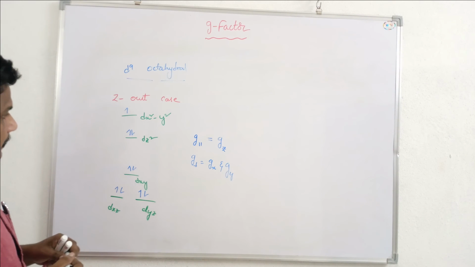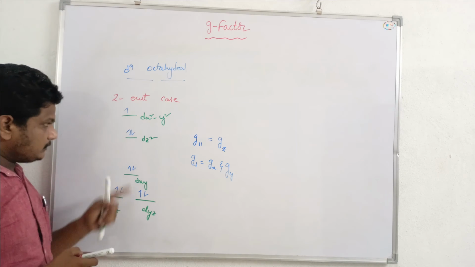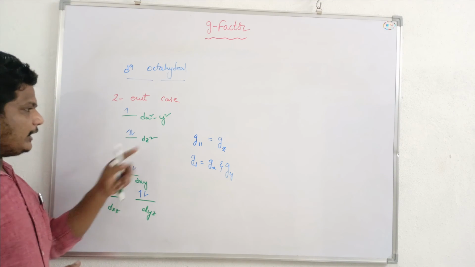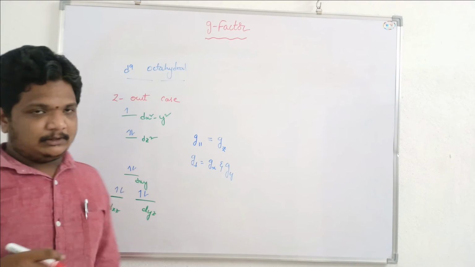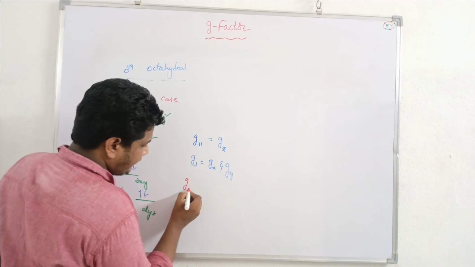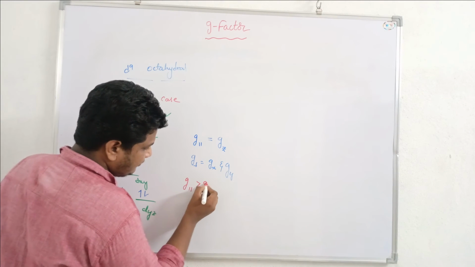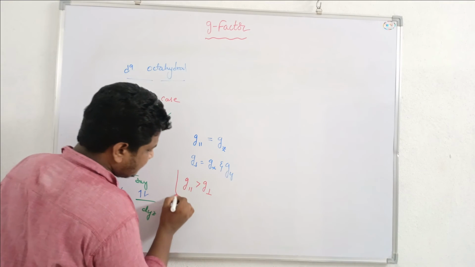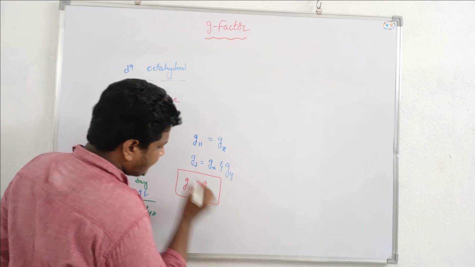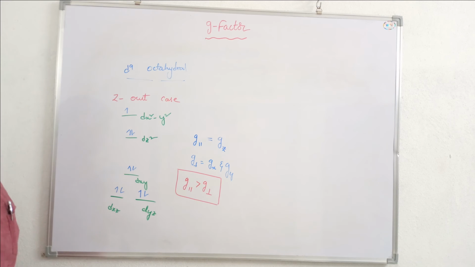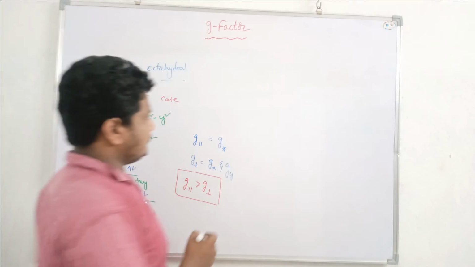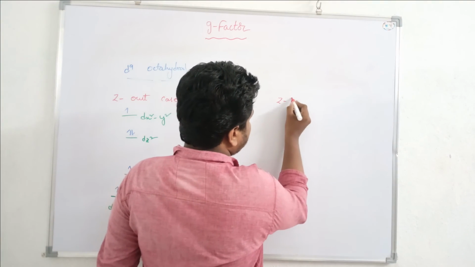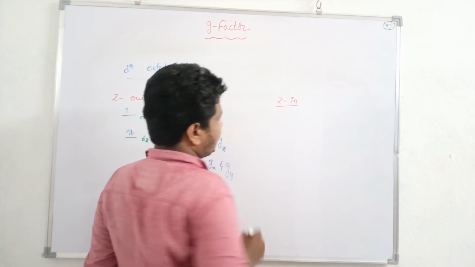Now if you consider this one, along the Z axis we have more electron density when compared to along the x and y direction. So this is the situation we have observed in the case of the Z out case. Now let us see the Z in case.